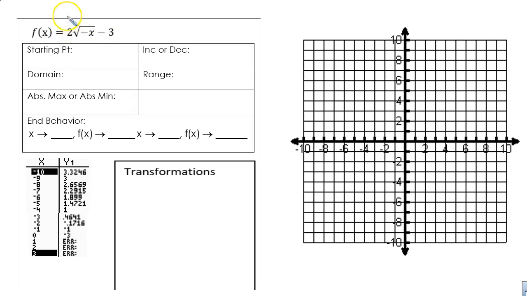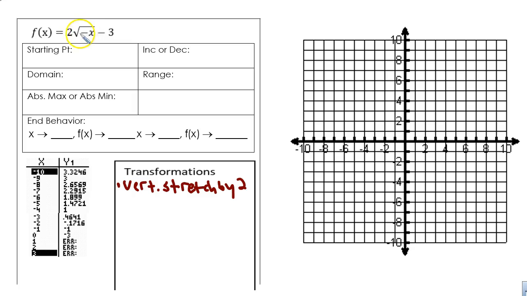Remember that if there is a number at the very beginning, before we even get inside the radical, that is going to be a vertical stretch. And that vertical stretch here is by a factor of 2. Well, that means that any point that was on the parent function is going to have a distance that is twice that from the x-axis as the original parent function's point.